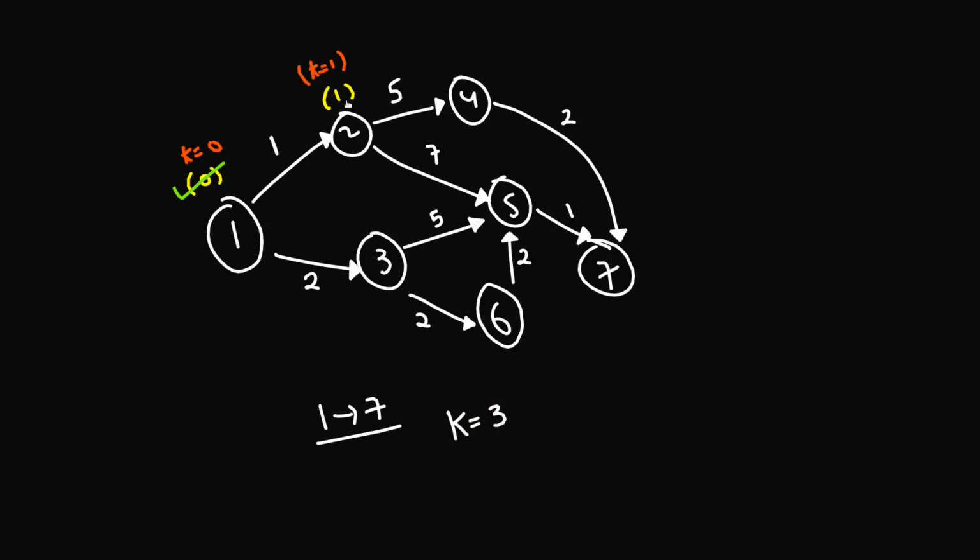What does that mean? That means that I had a total of 0 cities in between while I was visiting this first city. Now if I go to this city, I have a total of 1 city that I have visited apart from the source city. Okay, so k is equal to 1, and the cost of going to this city 2 is also 1, because 0 plus 1 is 1.